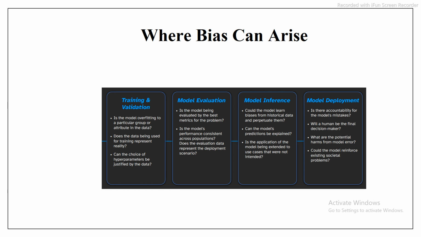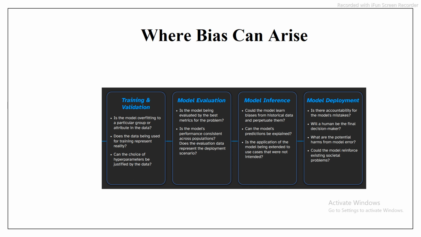For example, if you are using, let's say, precision only to evaluate the model, and you are not using the recall value, maybe the accuracy and all, then it will create a problem. Is the model's performance consistent across populations? For example, your model is giving a result on the training data, then on the test data. If the test data varies and your model gives different results, in that case your model is biased. Does the evaluation data represent the deployment scenario?